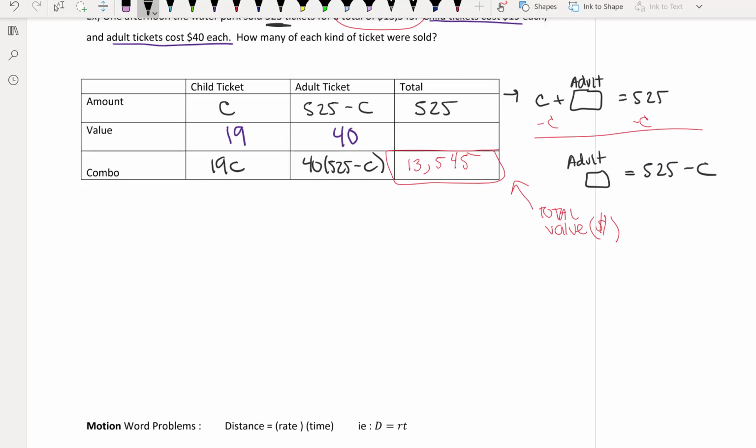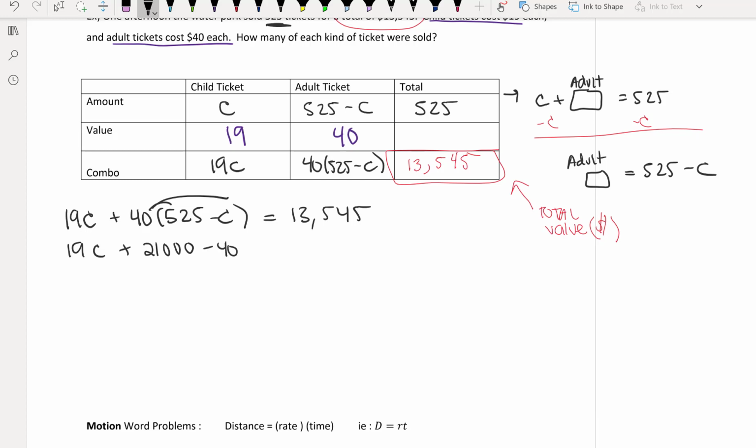So now my equation comes from that last row. So I'm going to have my 19C plus 40 times 525 minus C is equal to that 13,545. So now when I distribute, I'm going to have 40 times 525. So that's going to give me 21,000 minus 40C is equal to 13,545. Now to combine my C's together, 19 minus 40 is going to give me a negative 21C.